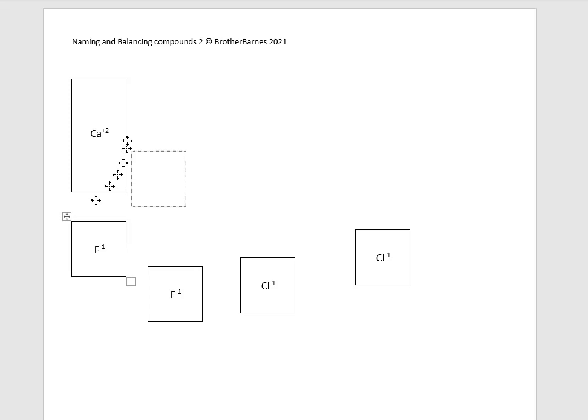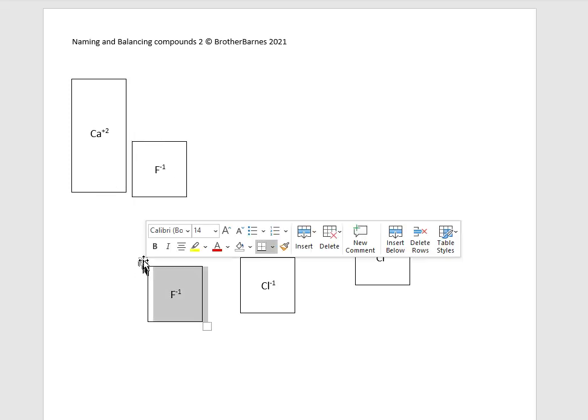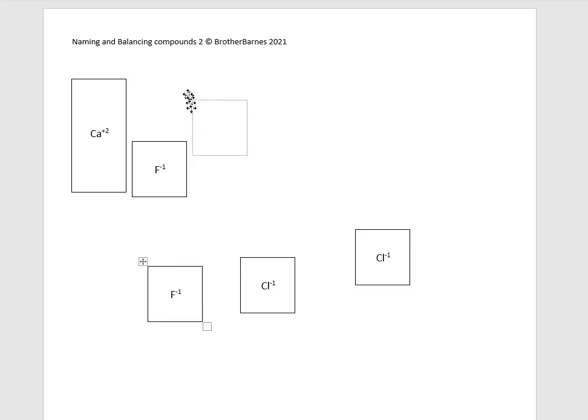Let's match these positives and these negatives together. Hopefully I can get this matched up correctly. So if we have one positive and two negatives, that makes a neutral compound. This is a cation. These are both anions. I remember the word anion because two N's means negative. Doesn't really mean that, but it works for me in my head. This is a metal. These are nonmetals.